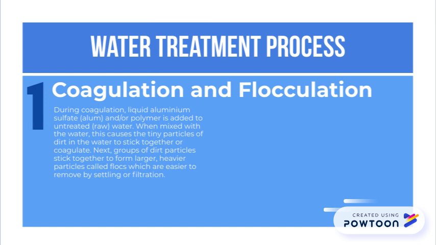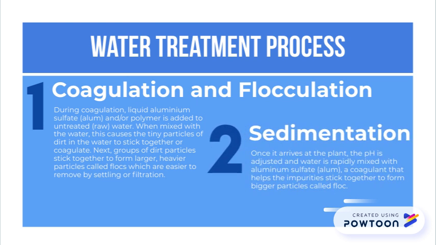The water treatment process: coagulation and flocculation. This is where liquid aluminum sulfate and polymer is added to untreated water. Next is sedimentation. The pH is adjusted and the water is rapidly mixed with aluminum sulfate. That helps impurities stick together to form bigger particles called floc.